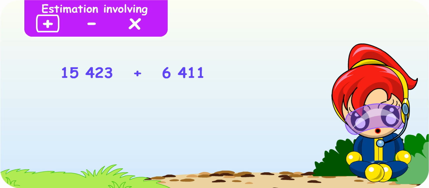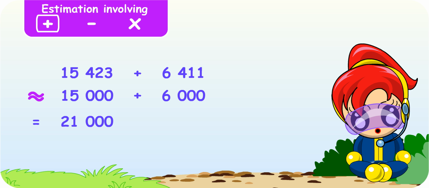In 15,423 plus 6,411, I round off 15,423 to the nearest thousand to give 15,000, and round off 6,411 to the nearest thousand to give 6,000. Then I add 15,000 to 6,000, which is 21,000. Therefore, 15,423 plus 6,411 when rounded off to the nearest thousand is 21,000.